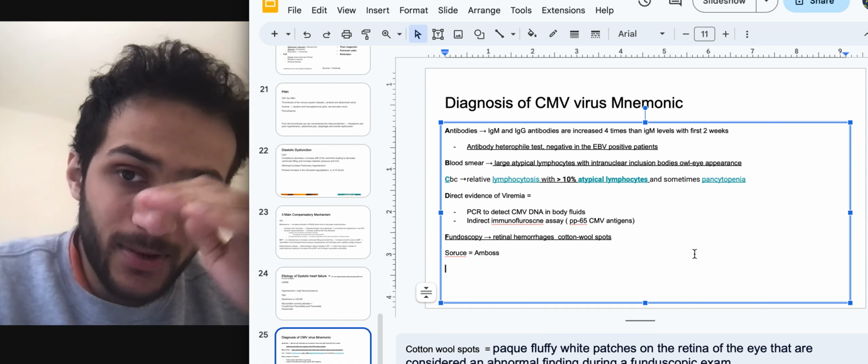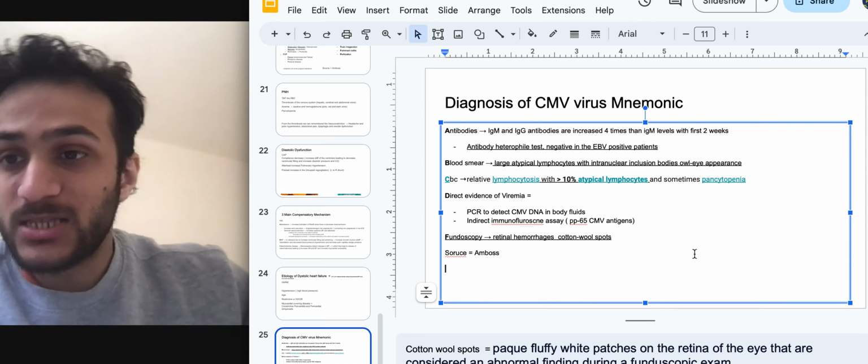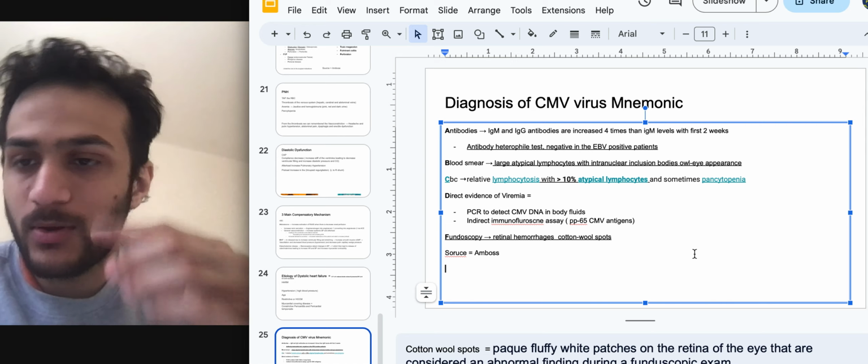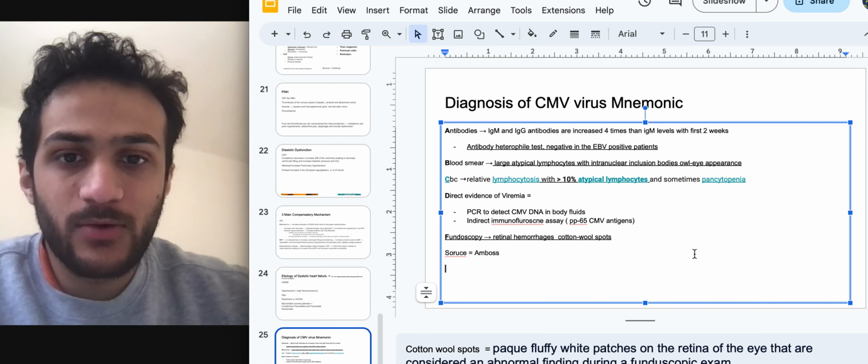So when they give us the white blood cell count, it's going to be a high white blood cell count. They're going to give us a blood smear with atypical lymphocytes. So it's not going to be the normal looking round lymphocytes as we know them, it's going to be very atypical. And so that's going to be over here.